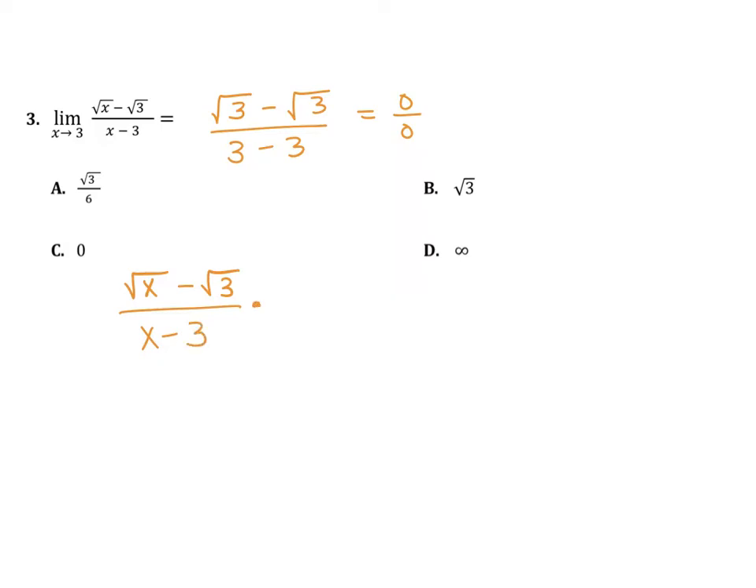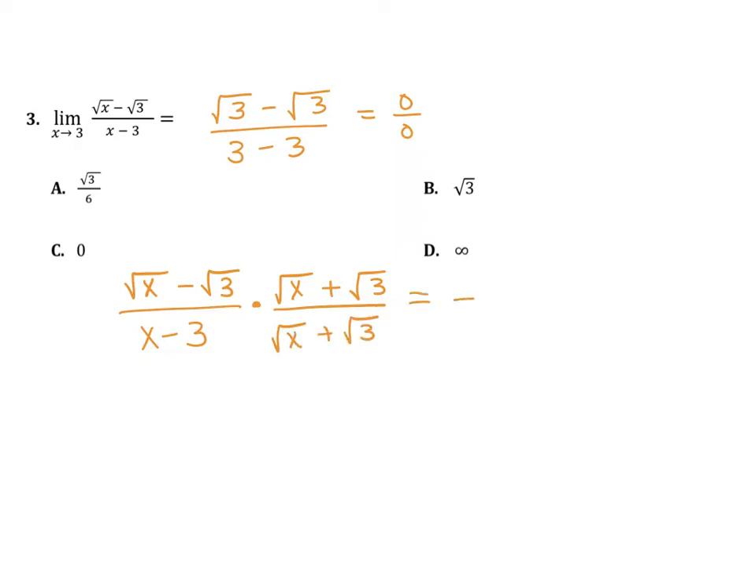Okay, our next problem, again, we are still substituting in. When we substitute in, we need to see what we're going to get here. We're going to end up with the square root of 3 minus the square root of 3 over 3 minus 3, so we are going to get 0 over 0. Now we need to do our rationalizing for this one. So we have the square root of x minus the square root of 3 over x minus 3. We need to multiply the top and bottom by the square root of x plus the square root of 3 over the square root of x plus the square root of 3.